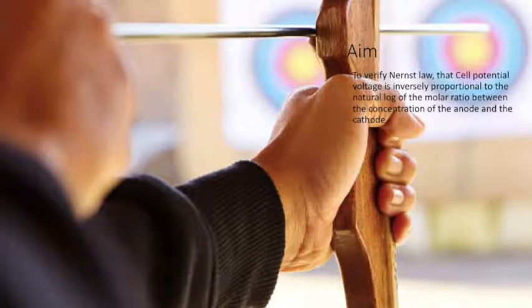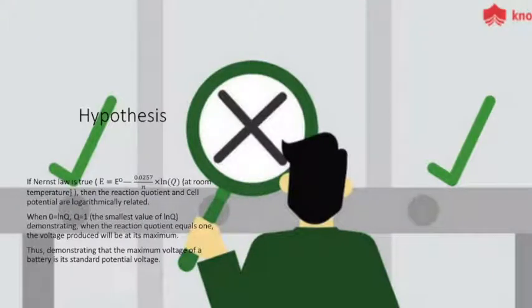Aim: To verify Nernst's law, that cell potential voltage is inversely proportional to the natural log of the molar ratio between the concentration of the anode and the cathode. Hypothesis: If Nernst's law is true, then the reaction quotient and cell potential are logarithmically related. When ln Q equals 0, then Q equals 1, demonstrating that when the reaction quotient equals 1, the voltage produced will be its maximum, thus demonstrating that the maximum voltage of a battery is its standard potential voltage.